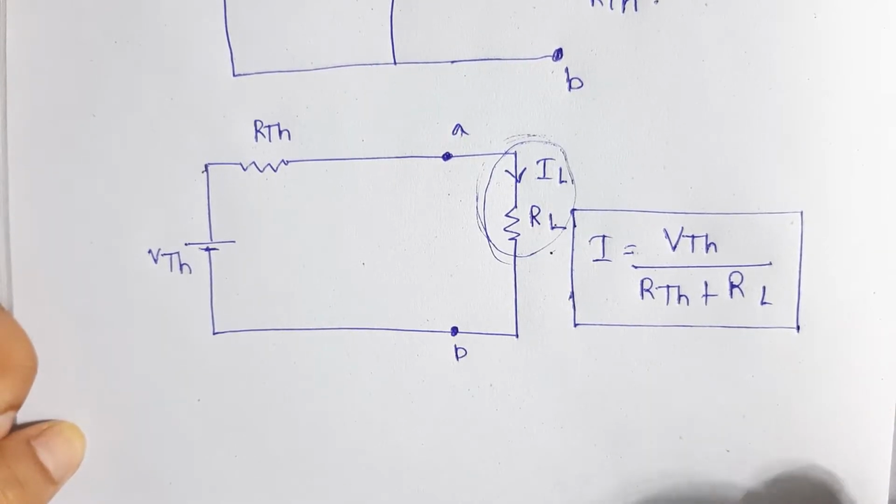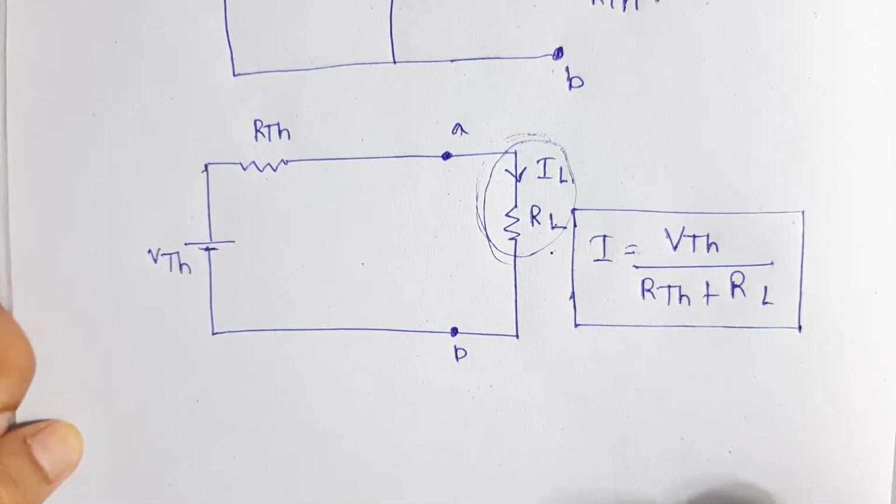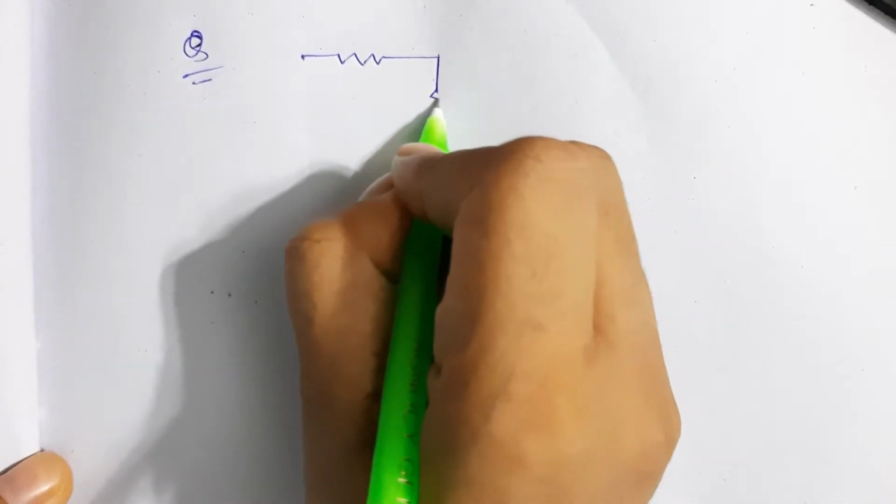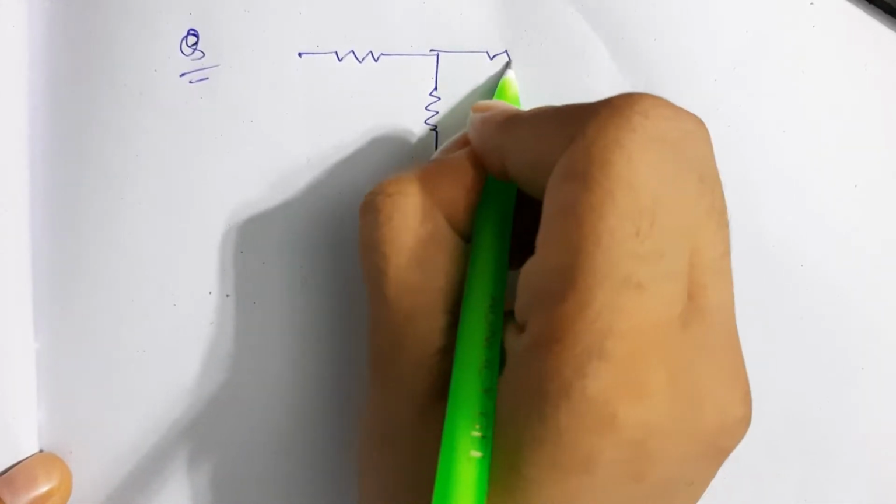Let me make it more clear by solving one numerical with the help of this. Suppose we have a question in which the circuit is something like this.